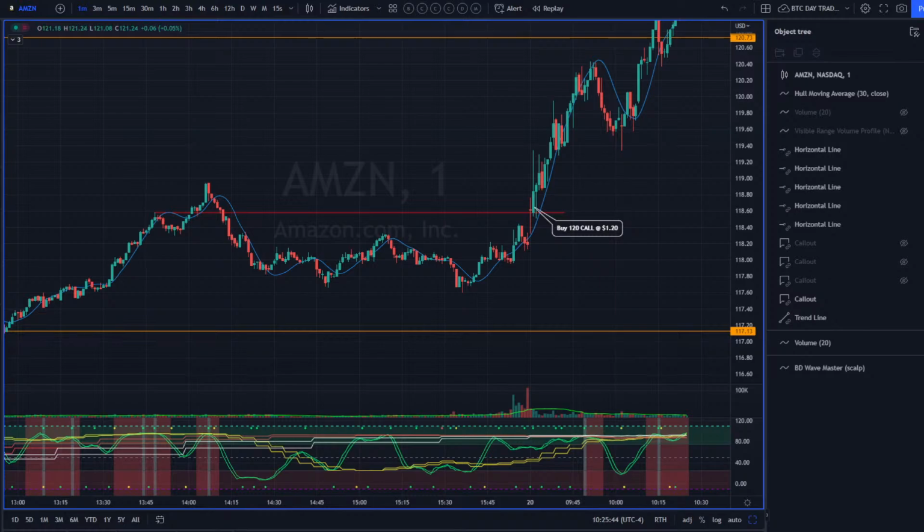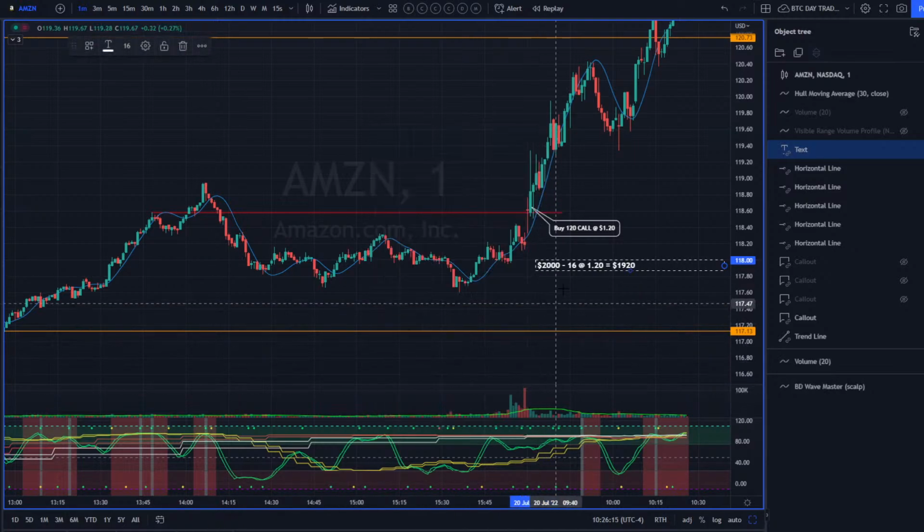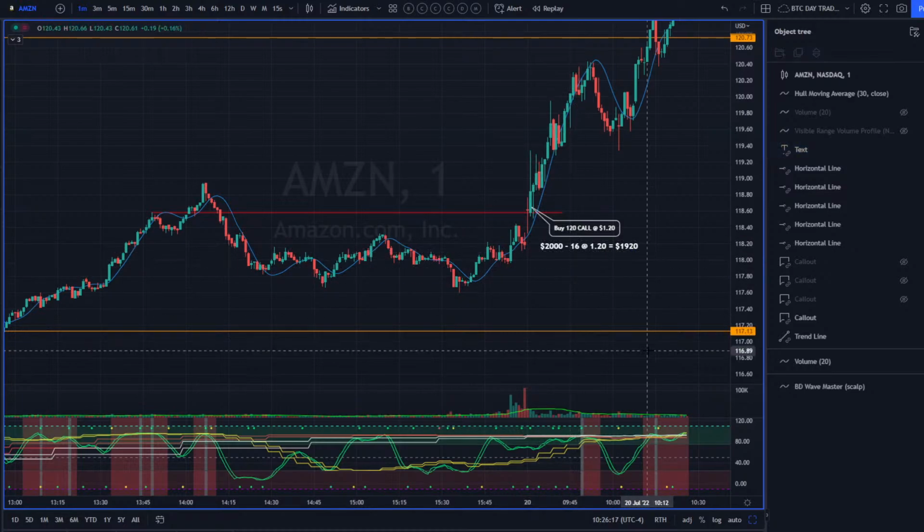So let's just talk about this for a moment. You get the 120 call, and let's say you put $2,000 into a position. So you're able to get 16 contracts at $1.20 apiece, which equates out to $1,920. Let me just put this on here for illustrative purposes. So we've got a $2,000 position, 16 contracts at $1.20, and that equals $1,920 that you have put into this position.